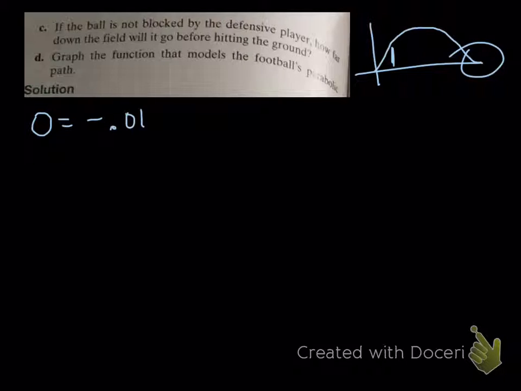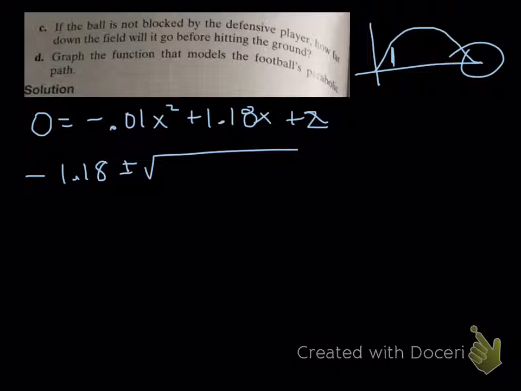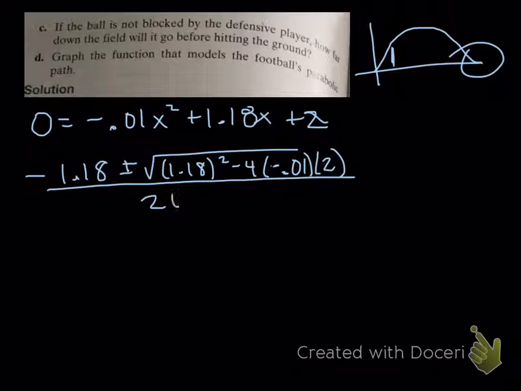And again, we've talked about how to solve equations like this the past couple of days. And we know if it's not factorable that we need to use the quadratic formula. So we're going to have negative 1.18 plus or minus the square root of 1.18 squared minus 4 times negative 0.01 times 2, all over 2 times negative 0.01.